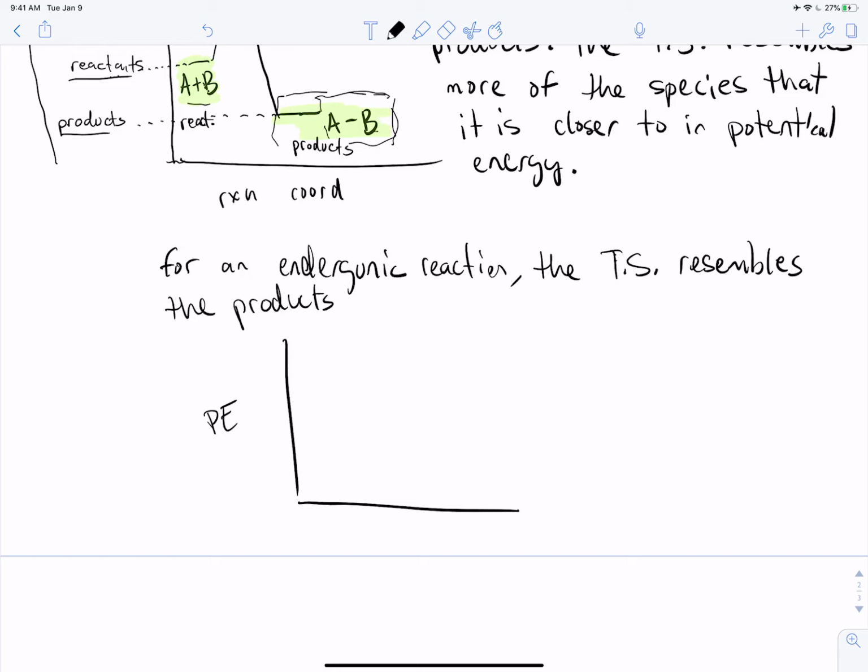So I've got my potential energy over here. If it's endergonic, it's going to look like this. I've got my reactants here, my products up here, and my transition state up here. You can see that the transition state, which is right here, is closer in potential energy to the products than it is to the reactants. So that makes sense in the context of what I just said.